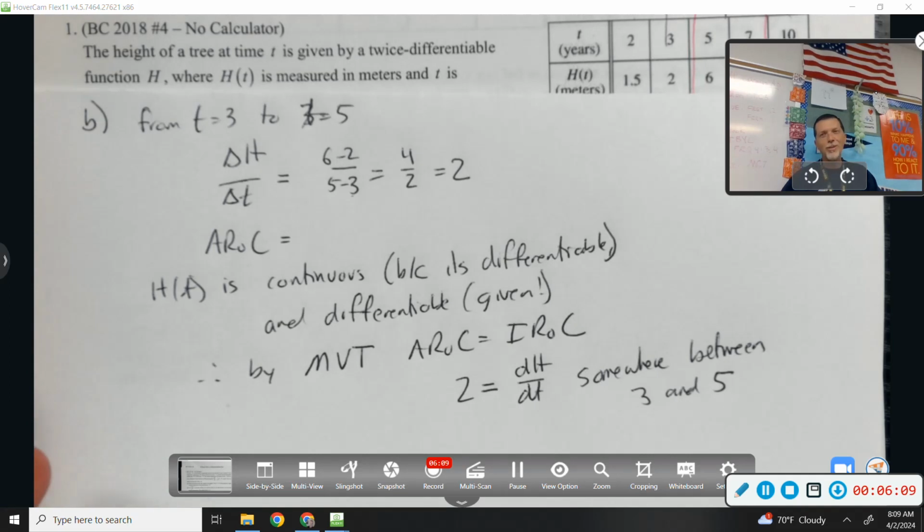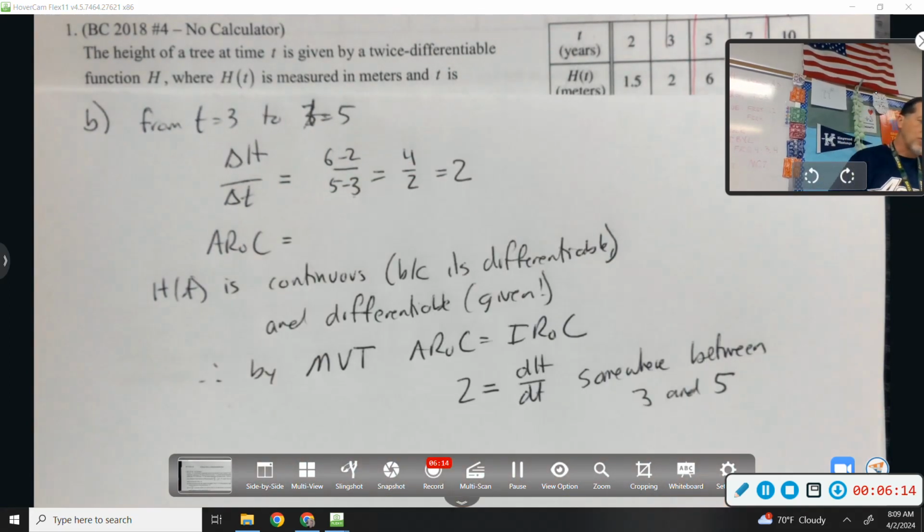So that was a mean value theorem question. We hadn't seen one of those in a while. This idea that average rate of change equals instantaneous rate of change.